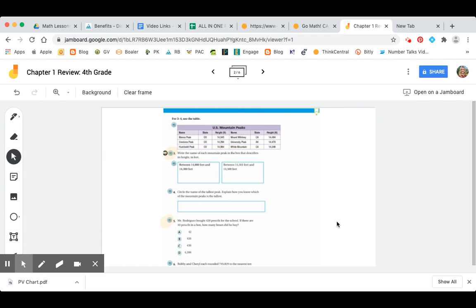All right, sweet. I see it's all about US mountain peaks. And there's lots of mountain peaks here that I've heard about. I wish I'd climbed them all, but I haven't. Not even one.